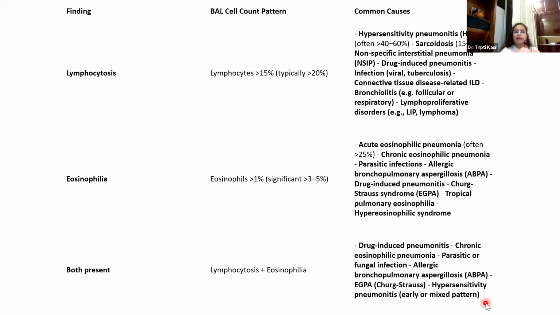If you have eosinophilia, you need to think about acute eosinophilic pneumonia, chronic eosinophilic pneumonia, parasitic infections, allergic bronchopulmonary aspergillosis, drugs, Churg-Strauss, and so on. And if you have both lymphocytosis and eosinophilia, the first things to think of will be drug-induced and parasitic or fungal infection.